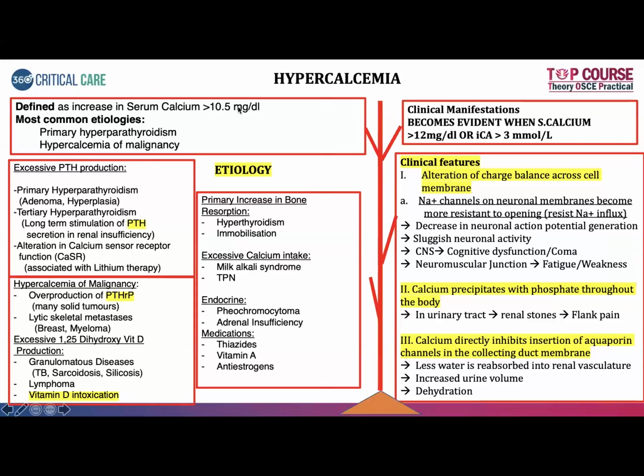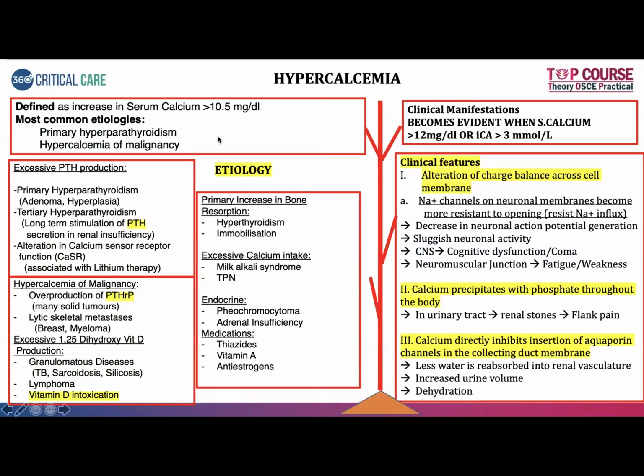Whenever you're talking about the serum calcium level, always remember you need to measure the corrected calcium. For albumin, for every decrease of 1, you will have to increase the calcium by 0.8. The factor is 0.8, so remember that. So serum calcium more than 10.5 milligrams is defined as hypercalcemia, and symptoms become evident when the serum calcium level is more than 12 milligrams per deciliter, or if the ionized calcium levels are more than 3 millimoles per liter.